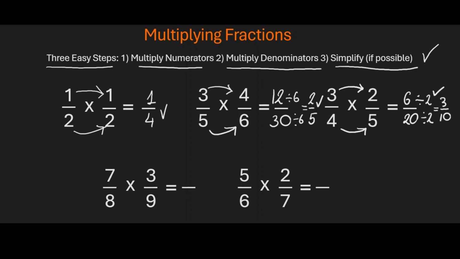For this one, we've got 7/8 multiplied by 3/9. Multiply the numerators. 7 times 3 equals 21. Multiply the denominators. 8 times 9 equals 72. So we get 21/72. If we simplify that by dividing both numbers by 3, we end up with 7/24, which is as simple as it gets.